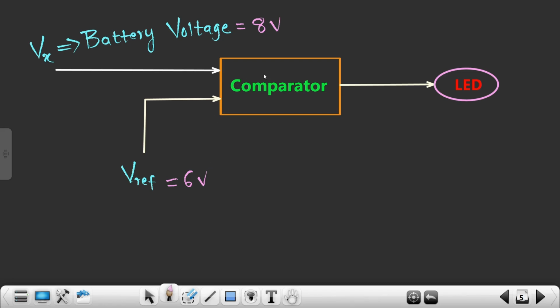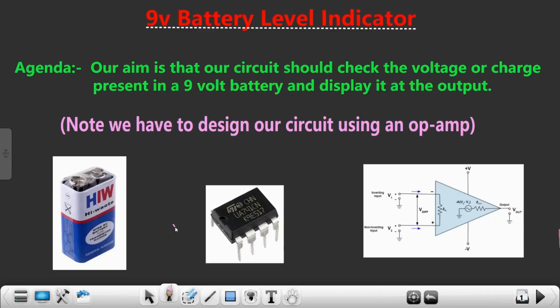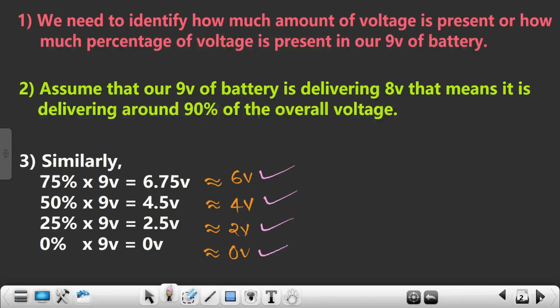Now you see the comparator will compare these two voltages, and based upon that, the LED will be in on condition, or else it will be in off condition. So now you can clearly see my battery voltage is greater than the reference voltage, so therefore the LED will be in on condition. Okay, this is what I had written over here. If you guys can remember, I had written it over there, right?